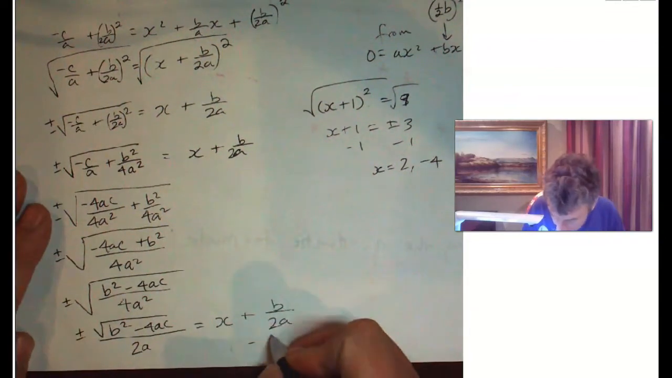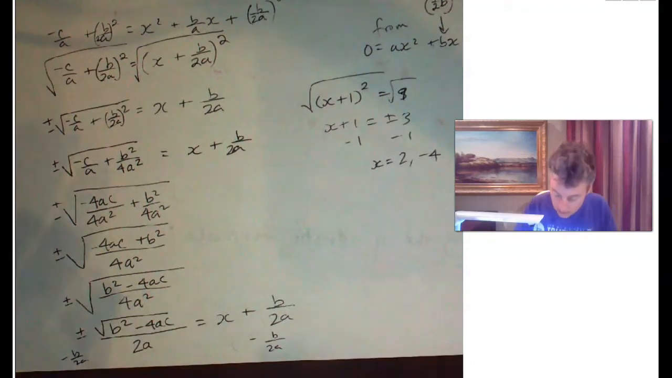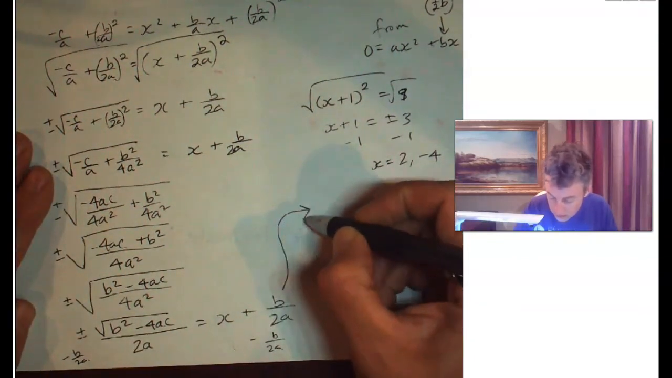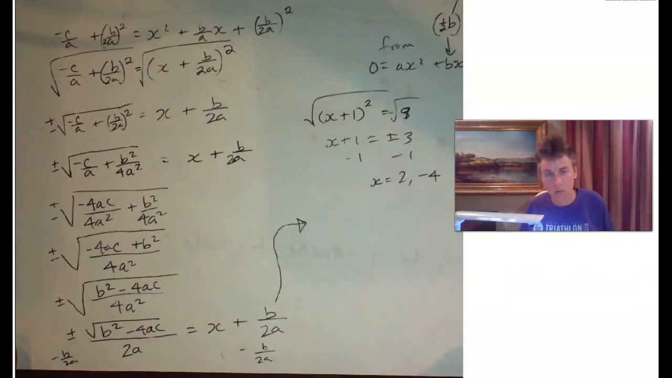Alright, now we're going to subtract b over 2a on both sides. Coming into the home stretch, scholars. Brilliant people doing this algebraic proof of the quadratic formula.